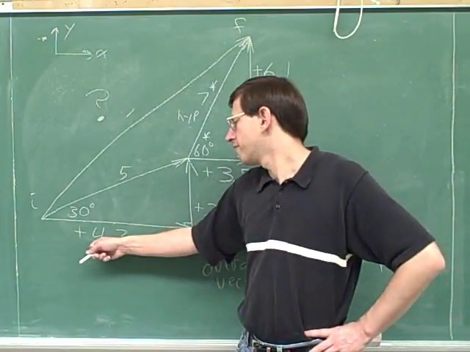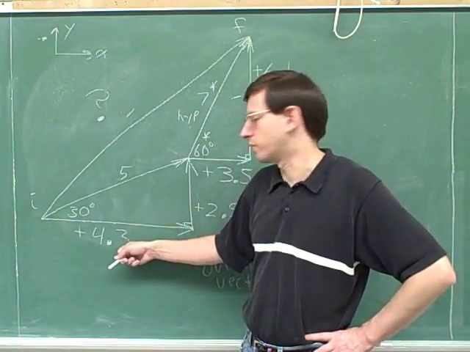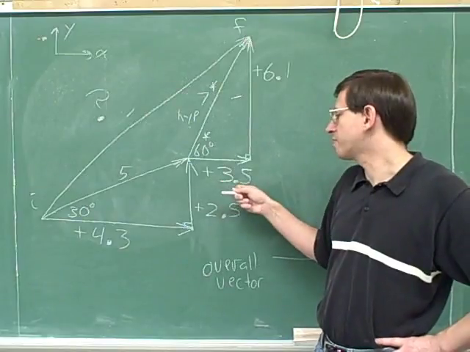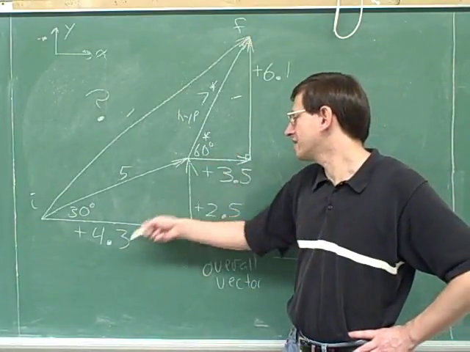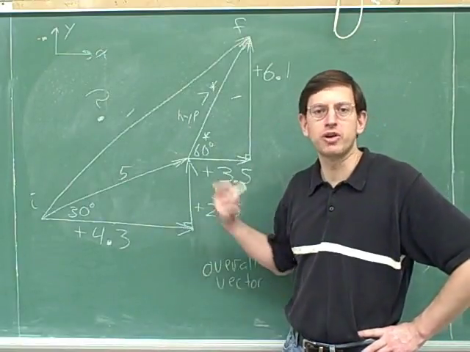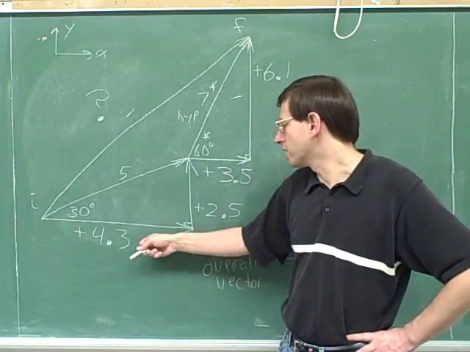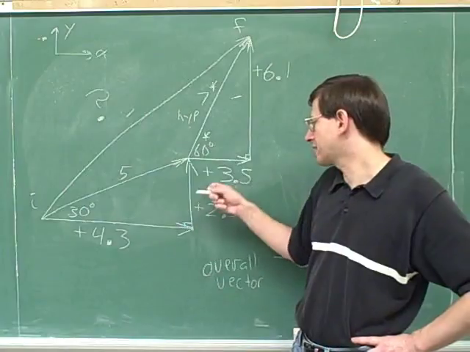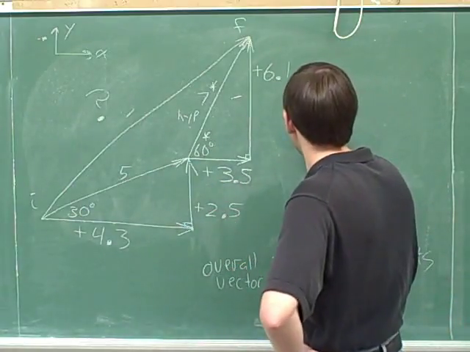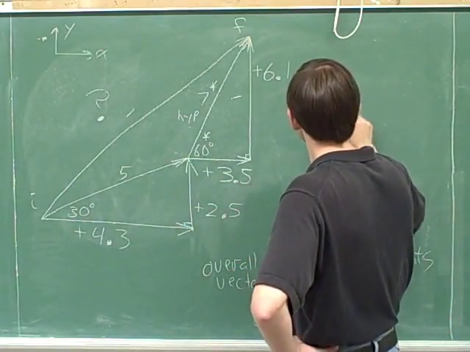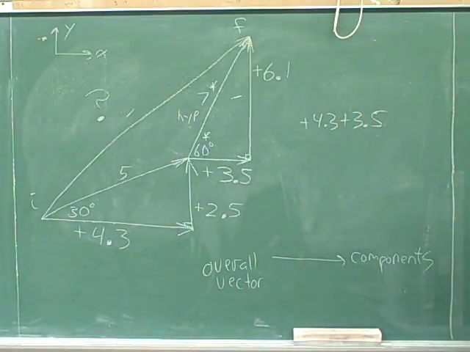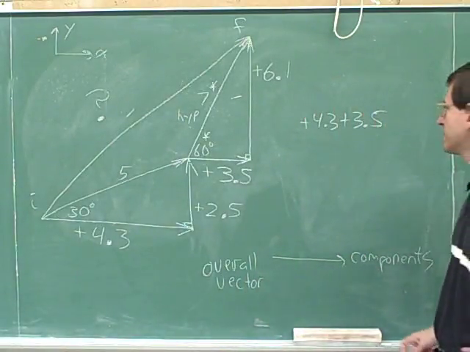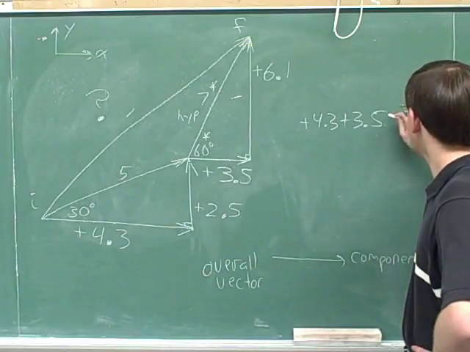Well, first we went 4.3 meters in the positive horizontal direction, and then we went 3.5 meters in the positive horizontal direction. Well, we can definitely just add these two horizontal movements together because they're both parallel. They're both horizontal. If you go 4.3 meters in the horizontal direction and then you go 3.5 meters in the horizontal direction, you can just add those two numbers together to get your overall horizontal displacement. Looks like that would be 7.8.